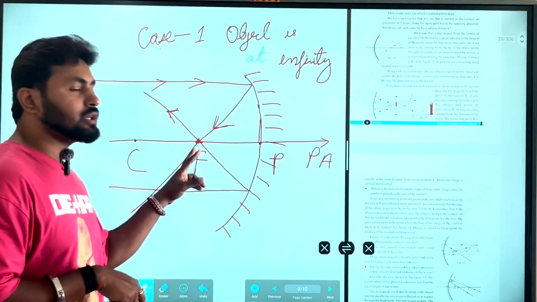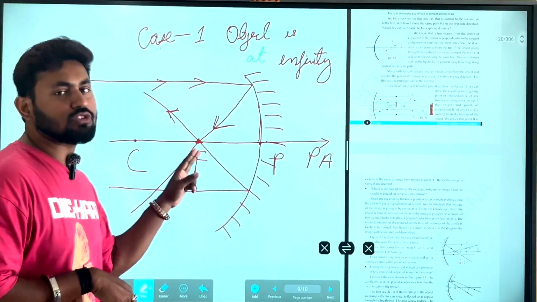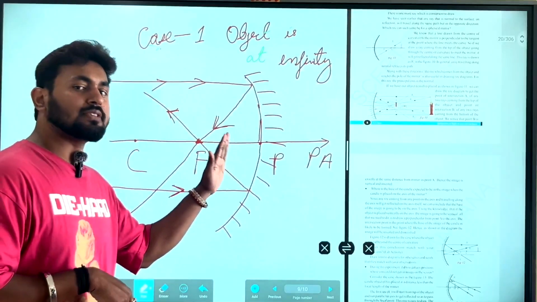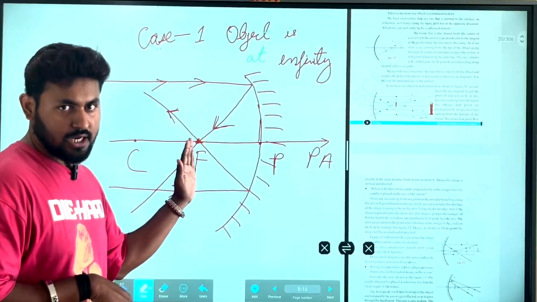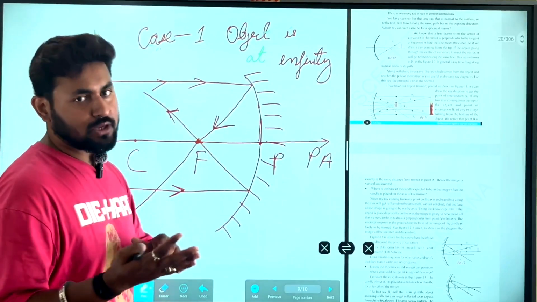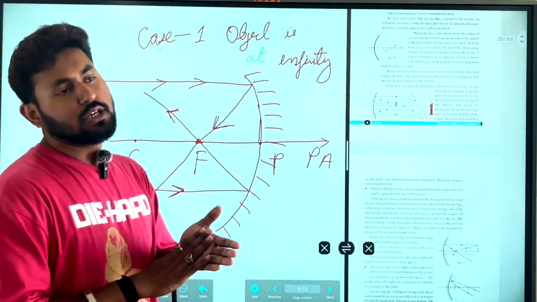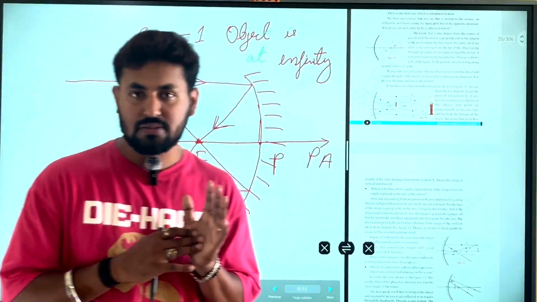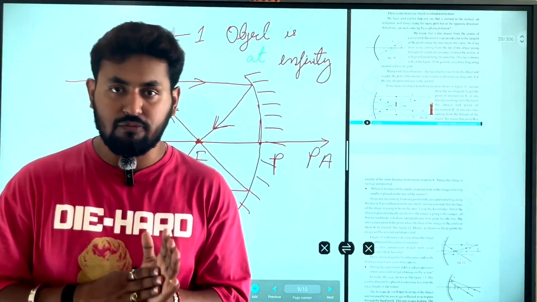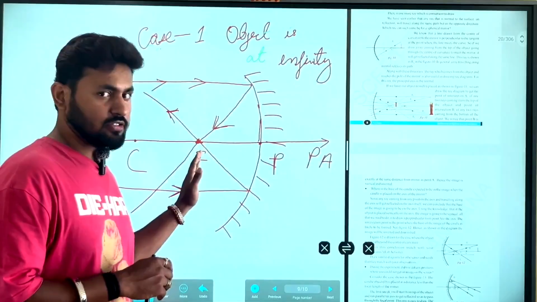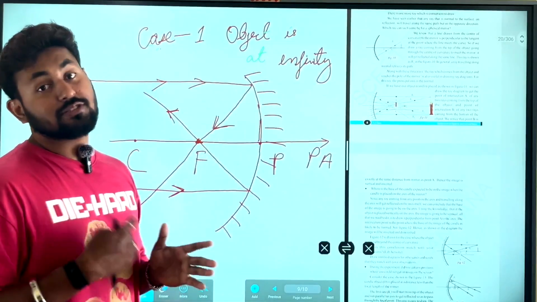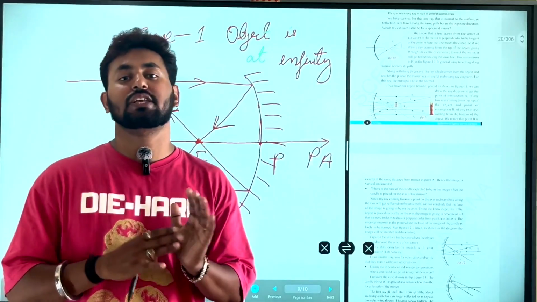And as I told you, the size of the image is point size. It is on the same side of the object. Now how do you need to write all this? First, you should write the size of the image. As I told you, the size of the image is diminished. Now where is the image getting formed? The image is getting formed at focus, in the first case, where the object is at infinity. Now what is the nature of the image? The nature of the image is real and inverted.